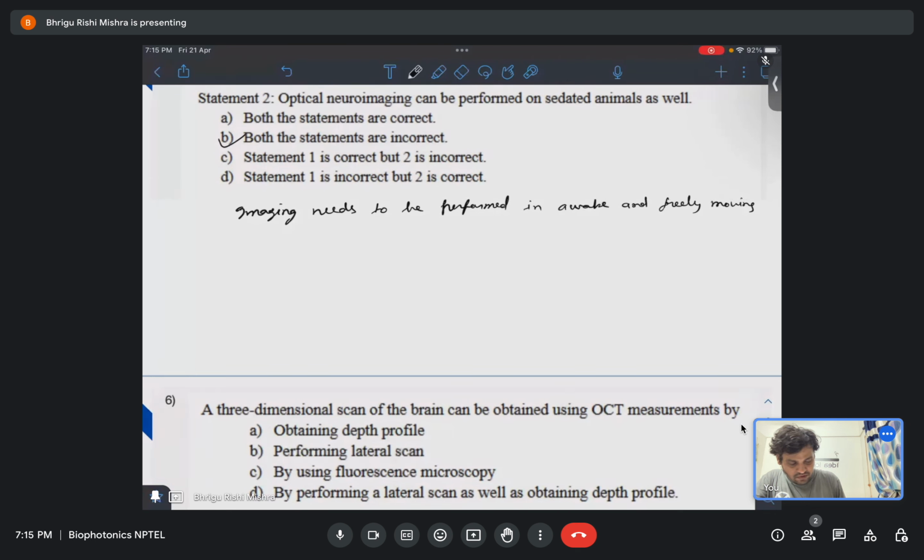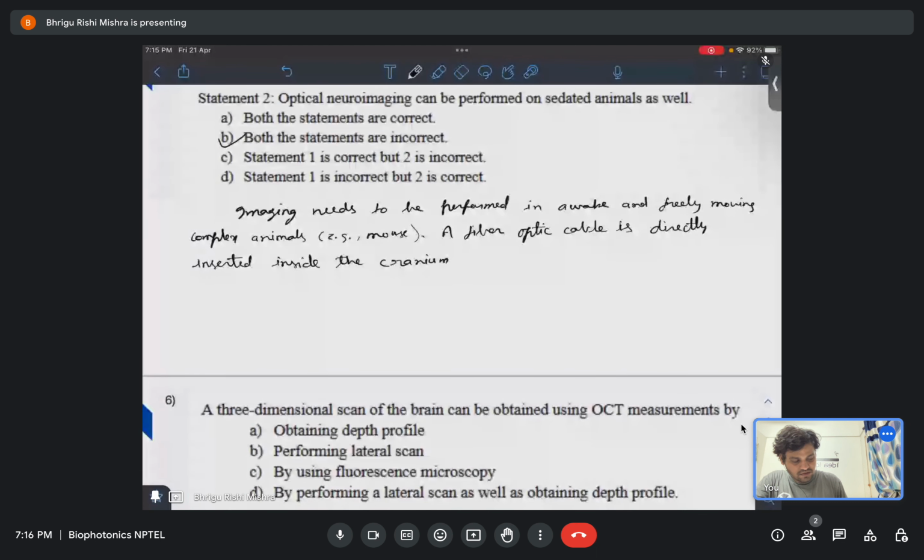Okay, the optic fiber cable is directly inserted inside the cranium of the animal and is in direct contact with the brain tissue.